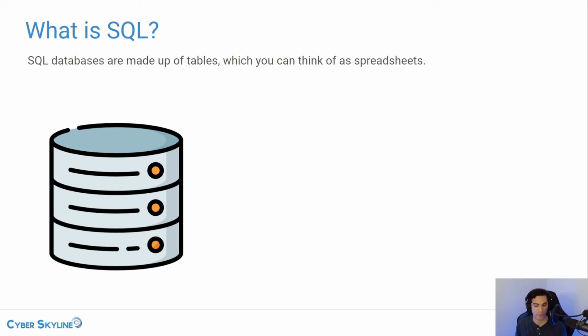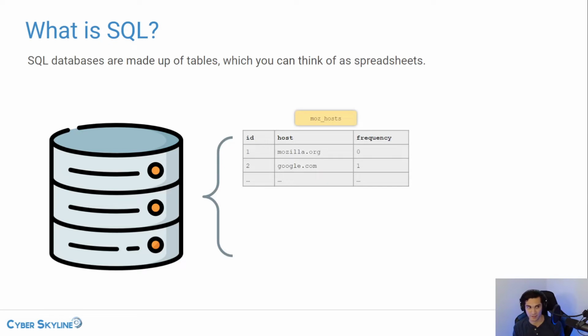Now, if you are not very familiar with what SQL databases are, you could basically imagine them as fancy spreadsheets. Databases are made up of tables, and when you actually try to visualize these tables, they're going to look like this. So this is moz_hosts. You can see that we've got 3 columns here. They're called ID, host, and frequency. And then we've got some rows, and every single row is an item that is being stored. This might look very similar to an Excel spreadsheet or a Google Sheet. And that's the way you should probably imagine it.